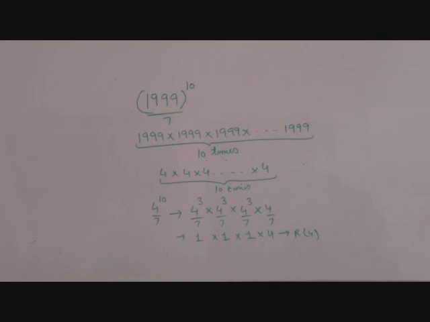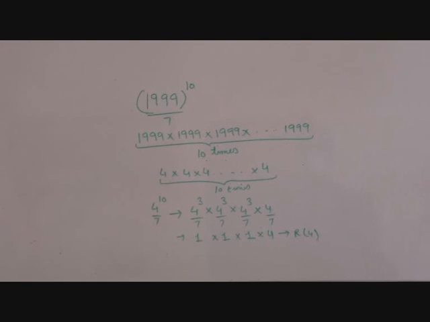Let's extend this logic. So what is the remainder when 1999 raised to power 10 is divided by 7? Now you can easily see that what I'll do first is write 1999 raised to power 10 as 1999 times 1999 times 1999, 10 times, right? So now when I divide each multiplicand by 7, I've already seen that 1999 divided by 7 gives me remainder 4. That was in the previous example. So 4 times 4 times 4, 10 times. Now I have to find the remainder when 4 to power 10 is divided by 7.